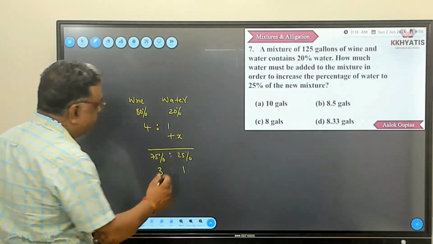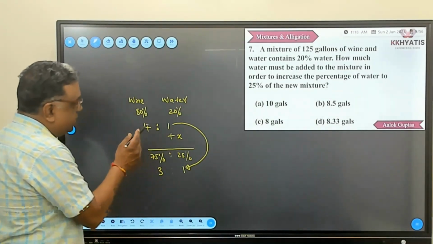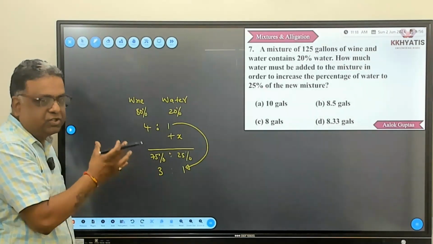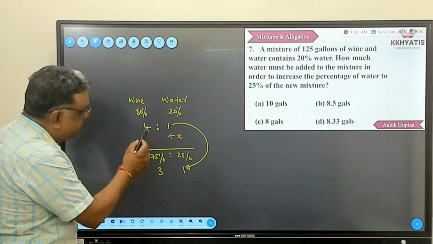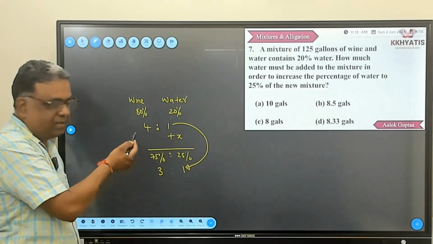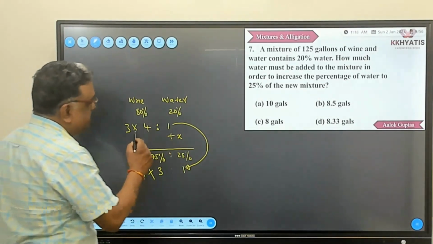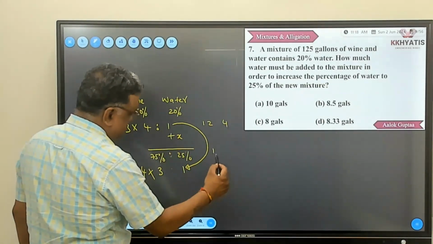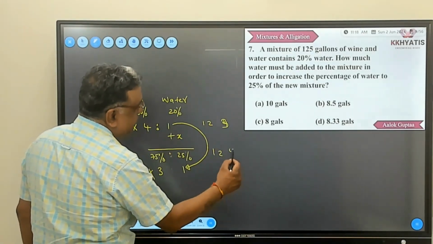Now just imagine when in this solution we are adding water, the quantity of wine in the original mixture does not change even in the final mixture. Which means if it is 4 here, it should be 4 here also. It is not changing. So we will make both of these the same. So I'll multiply this by 3 and I'll multiply this by 4. So this becomes 12:4 and this becomes 12:3 and this becomes 12:4. Correct?